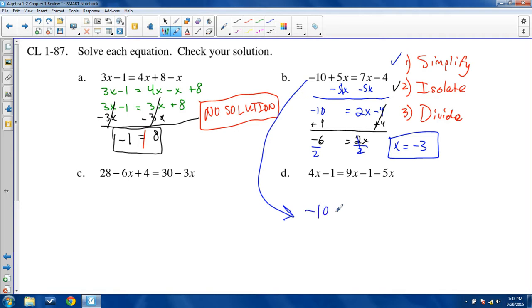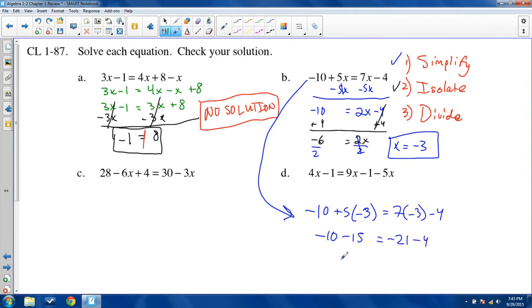Negative 10 plus 5 times negative 3 is going to be equal to 7 times negative 3 minus 4. Negative 10 plus negative 15, that's negative 10 minus 15, equals, this is negative 21 minus 4.